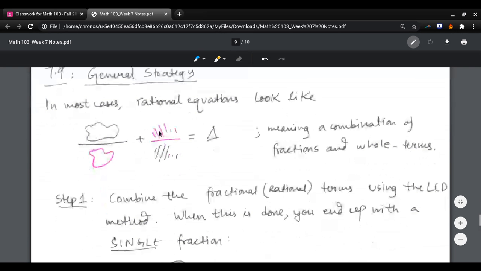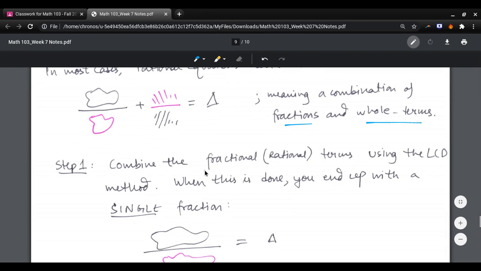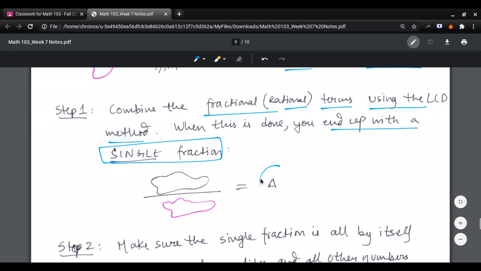General strategy. A general rational equation will look like something over something plus something over something equals something, meaning a combination of fractions and whole terms. Step 1 is you combine the rational terms using the LCD method. When this is done, you end up with a single fraction. This is important. And it should equal some number.